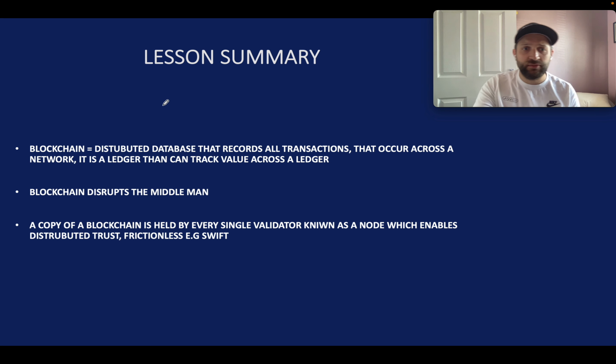So to summarize the lesson, blockchain is just basically a distributed database that records all transactions that occur across a network. It is a ledger that can track value across a ledger. Blockchain disrupts the middleman. So think about it. If you've got consensus in the middle, you don't need someone else to validate that, to say that happened, because all the computers are agreeing on it, i.e. on the Bitcoin blockchain, it eliminates the need for the middleman. So that is disruptive technology. A copy of a blockchain is held by every single validator, known as a node, which enables distributed trust, frictionless, e.g. Swift. Little spelling mistake there, sorry guys.